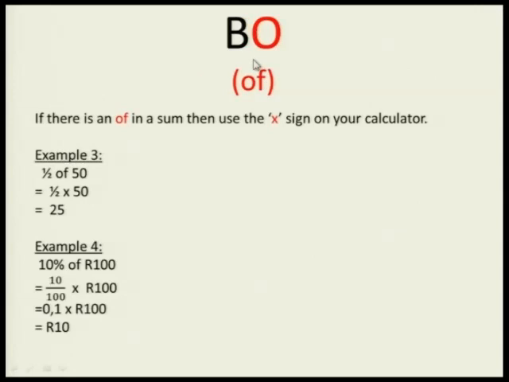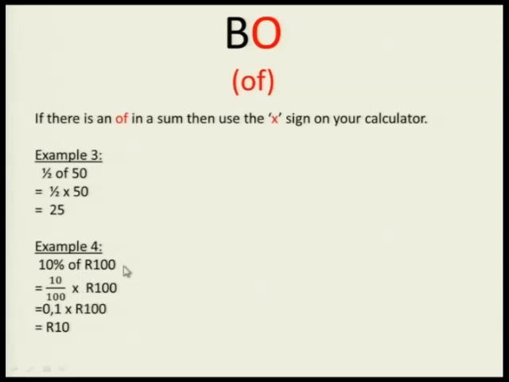After solving the brackets, we look if there's anything with the word of in it. If there is an of in the sum, then we use the multiplication sign on your calculator. So instead of the of over here, where it says half of 50, we're going to say half times 50 on the calculator, because there's no of button on the calculator. And half of 50 is 25. That's an easy one, but just for you to make sure that you know that of means multiplication.